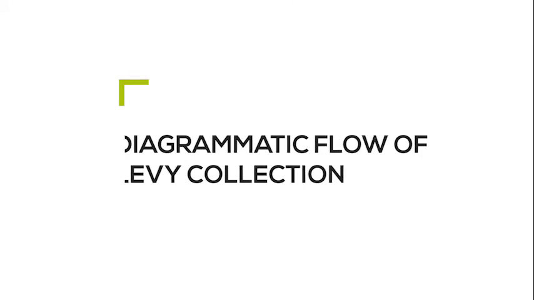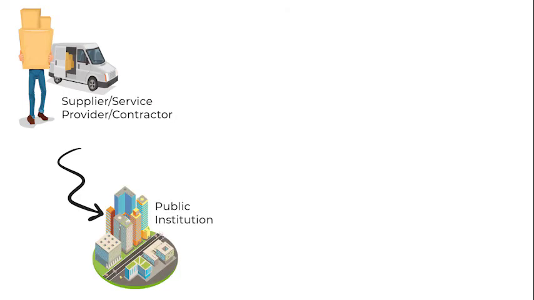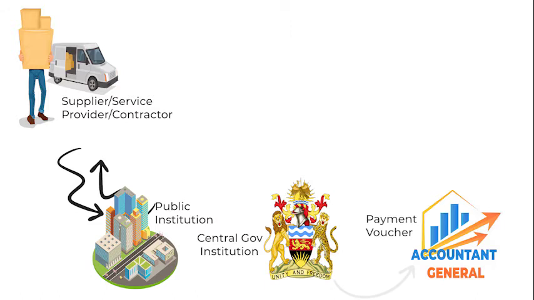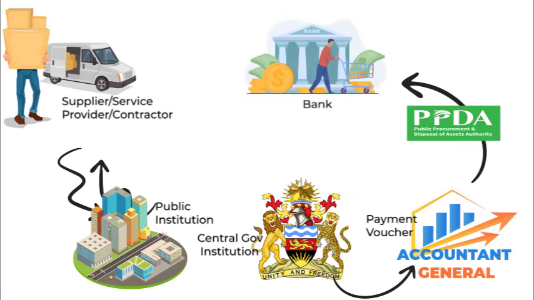Let's take a look at the diagrammatic flow of the levy collection. So basically, here's how the PPDA levy payment works. The supplier brings goods and supplies services to a public institution. Once the goods are received, ideally, the public institution prepares payment vouchers to facilitate payment to the supplier or the service provider. If it is a central government institution or a ministry, the payment voucher goes to the Accountant General. The Accountant General, through a PPDA levy code, will deduct the amount payable to PPDA and issue the payment to the PPDA account, which is held at a commercial bank.